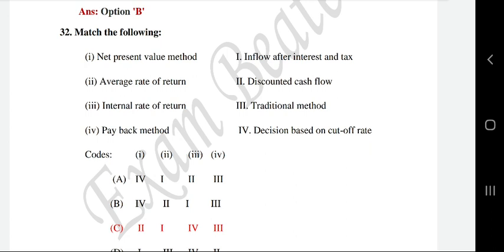Net present value method, 2, discounted cash flow. Average rate of return, inflow after interest and tax. Then internal rate of return, decision based on cutoff rate. Then payback method, traditional method.